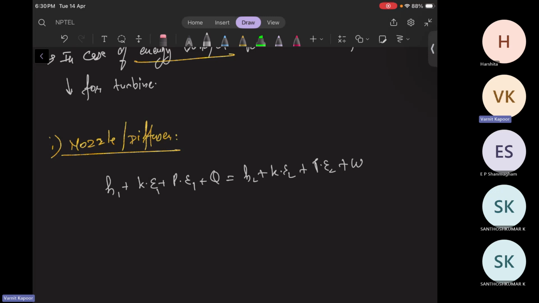Let us say the diffuser is kept at the same datum level, so there is no change in the potential energy. In a diffuser and nozzle, there is no heat interaction or work interaction because they are not heat or work producing or absorbing devices. So we can say that these terms are zero. Only there is a change in the kinetic energy. So let us say it is H1 plus kinetic energy 1 is equal to H2 plus kinetic energy at 2.